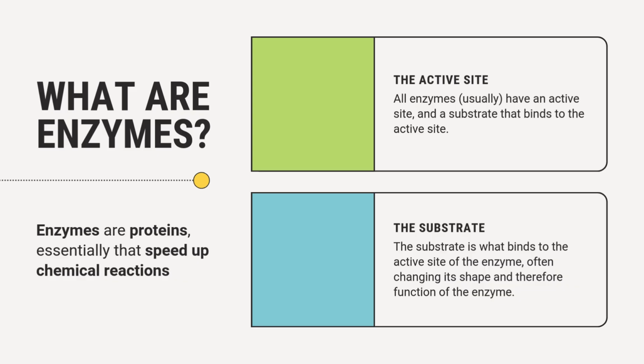Now, all enzymes usually have an active site and a substrate that binds to the active site. So the substrate is basically what binds to the active site of the enzyme. And when it binds to that active site, it often changes the shape and therefore the function of the enzyme.